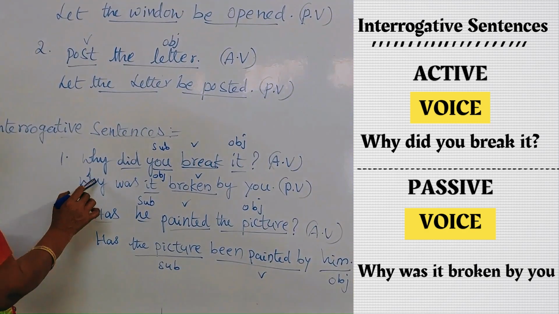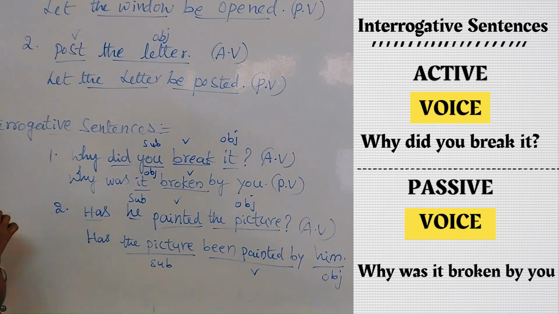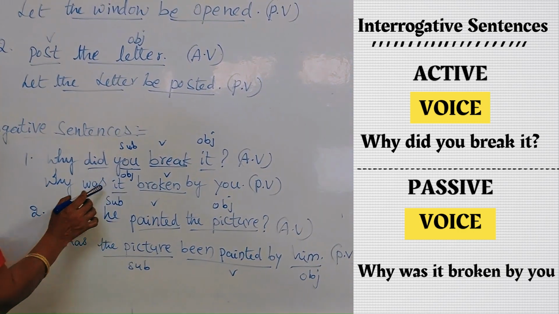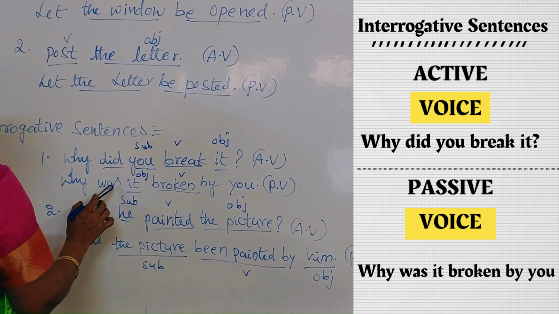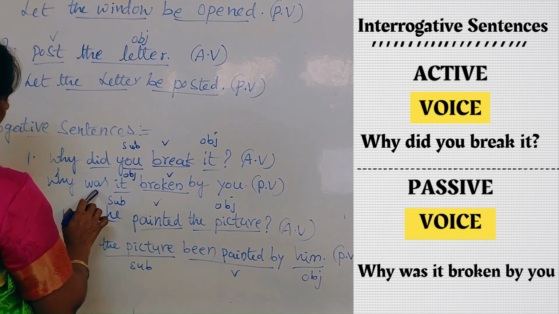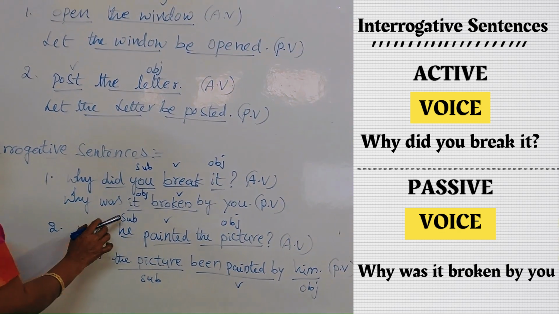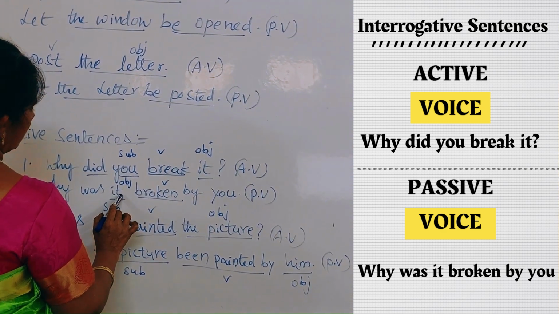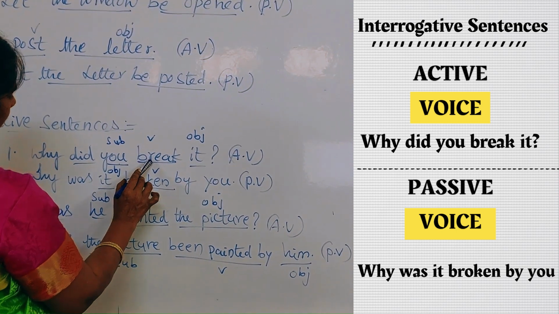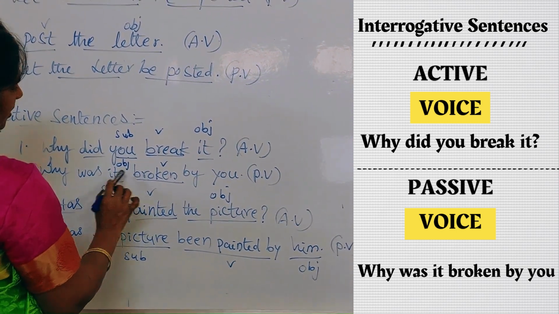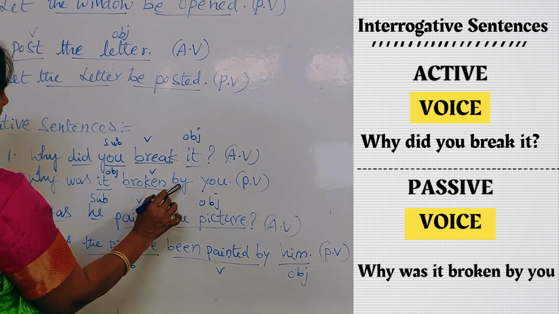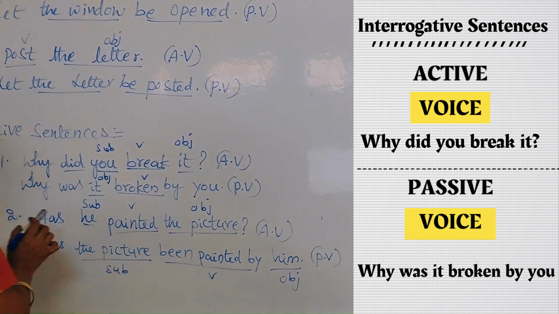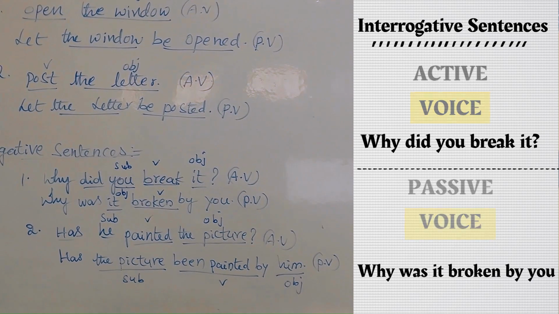So why, the WH word, is written as it is, and then as the sentence is in past tense, we have to write helping verb, past helping verb was, as it is interrogative in passive form, and then it, which is object, becomes subject in passive voice, and then did break becomes was broken in passive form, and by agent is added, and then you becomes you in passive voice again. You will be you only in passive voice.